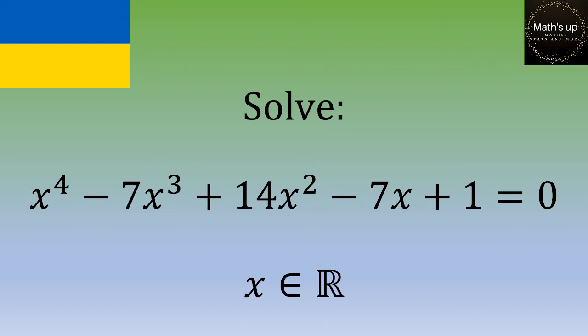Hello and welcome in this video for an exercise coming from the Mathematical Olympiad in Ukraine, and this exercise is this one. You want to solve x power 4 minus 7x cubed plus 14x squared minus 7x plus 1 equals to 0, and x should be a real number. So if you want to give a try, please pause the video. Otherwise, let's see the solution.